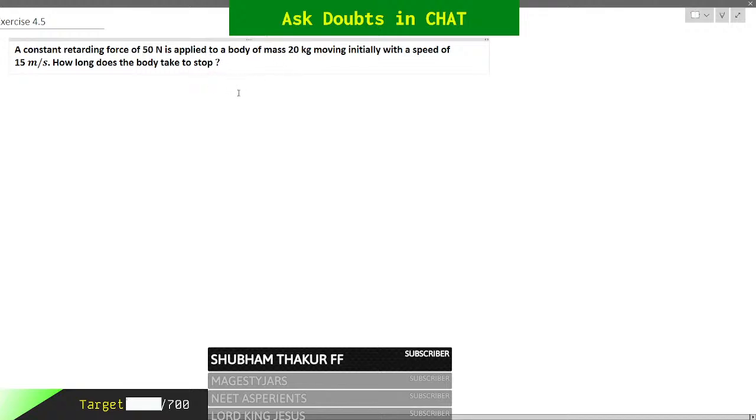And since the acceleration will be negative because the force would be retarding in nature, after that we can use the formula S equals ut plus half at square, and we will find the solution.